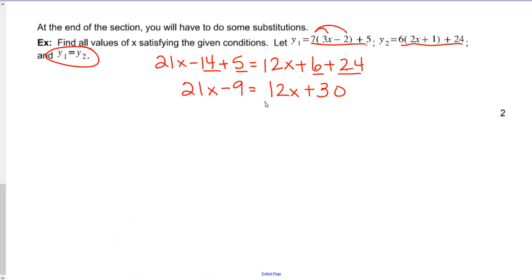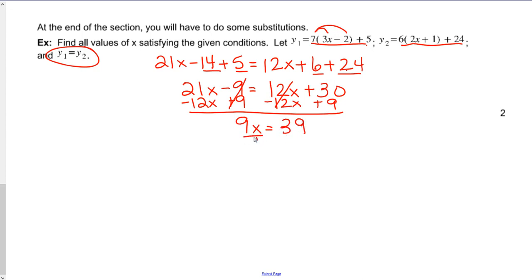I'm going to subtract 12x and subtract 12x. Again, I'm going to do it all at once. This goes away. Now, I would have this left over on this side with the x's, so let's get rid of it. Do the opposite by adding 9. And what do I have? That goes away. 21 minus 12x gives me a 9x. 30 plus 9 is 39.